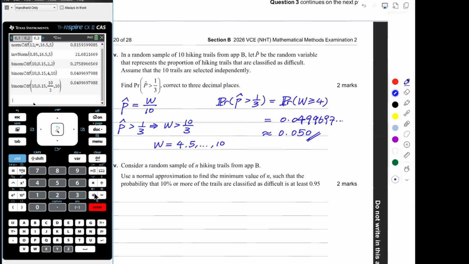you get 0.050, okay? If you use the rounding command to round this value to 3 decimal places, you need to fill up an extra 0, more than just 0.05. Has to be a 0 here.